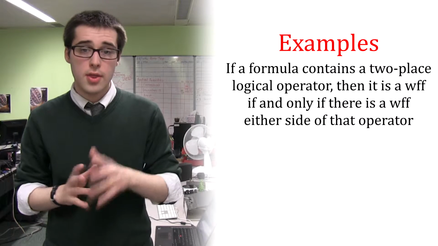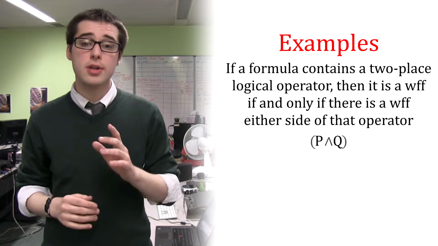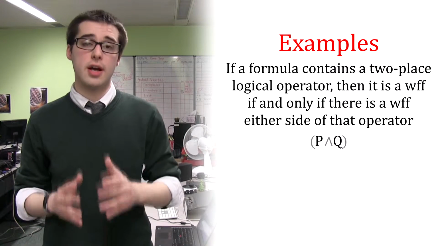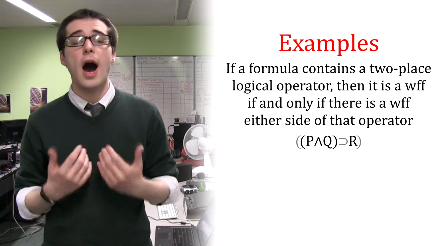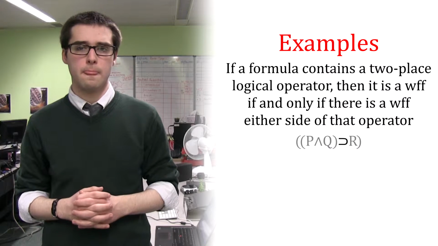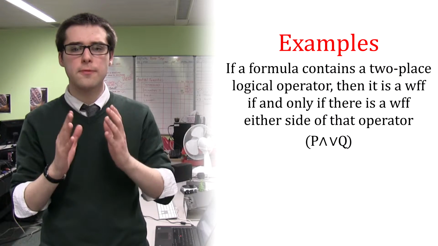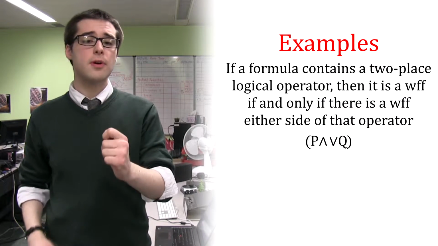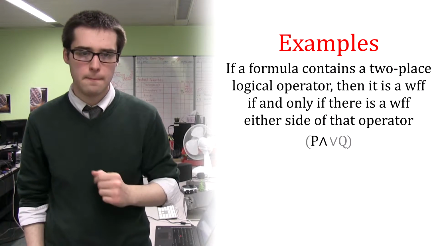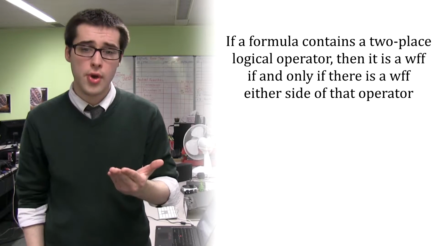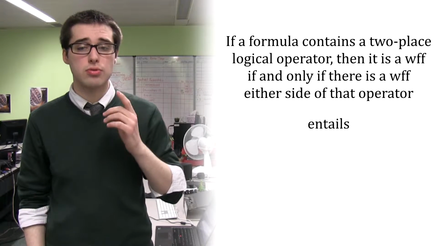For example, this is a well-formed formula because there is a well-formed formula either side of the caret. This is also well-formed because there's a well-formed formula either side of the horseshoe. This is an ill-formed formula because there is an ill-formed formula to the right of the caret and an ill-formed formula to the left of the vel. This demonstrates the truth which is entailed by our grammatical rule.